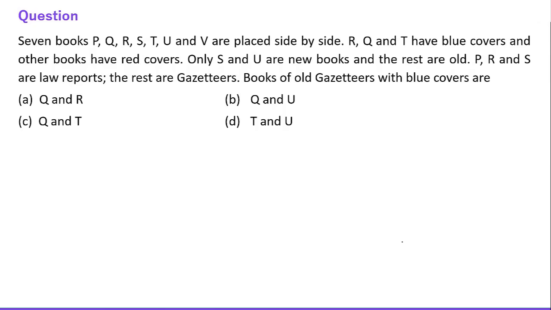Next question is saying 7 books P, Q, R, S, T, U, V are placed side by side. R, Q, T have blue covers, and the rest have red. Okay, fine.